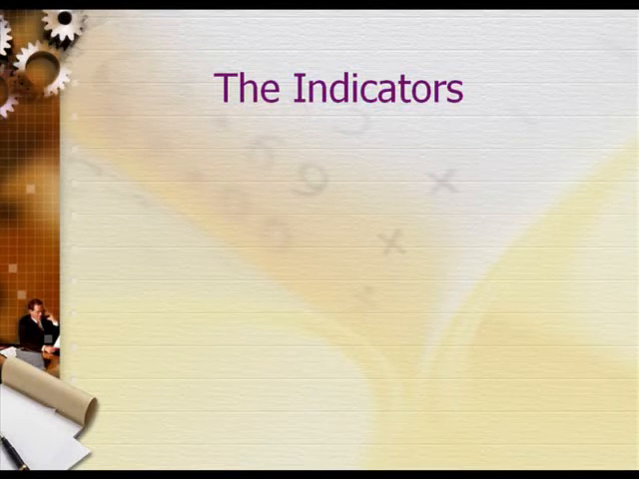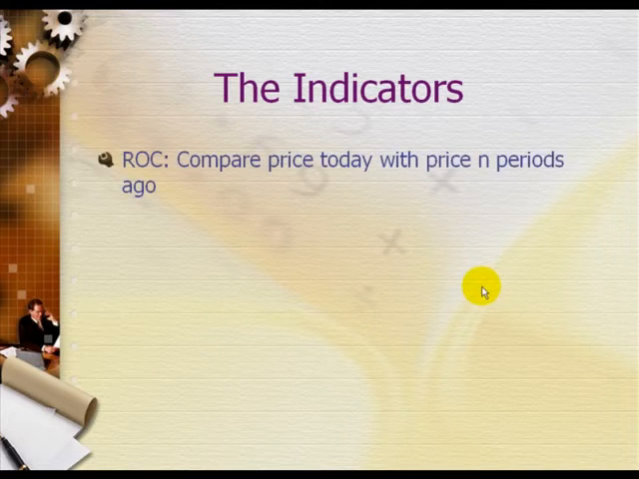Right, well, let's just recap what those indicators mean. Remember, we don't actually need to know what they mean in order to be able to interpret them and trade off them, but some people like to know, just to make sure that we've done the science behind it. The rate of change indicator compares the price today with the price n periods ago.